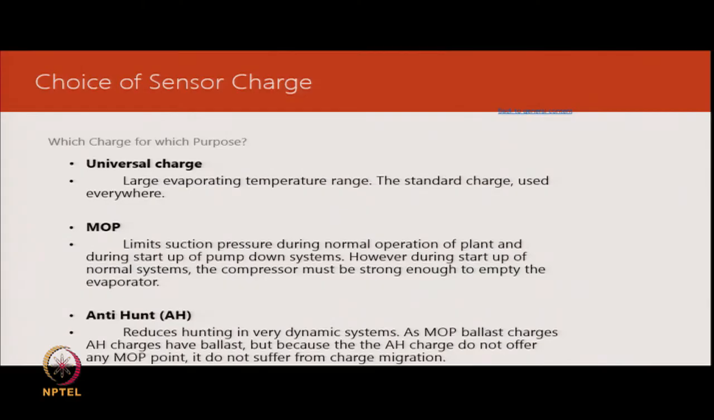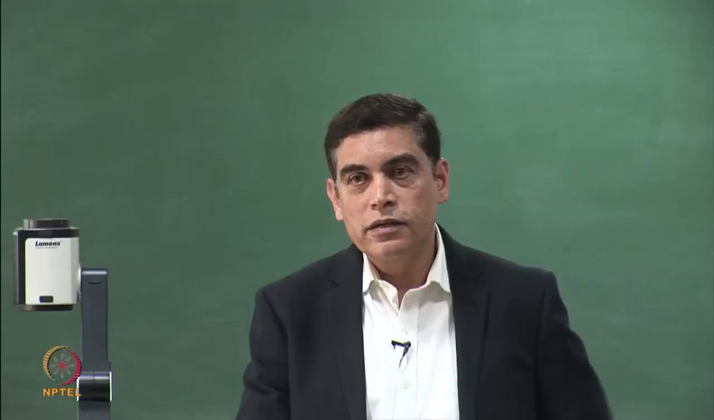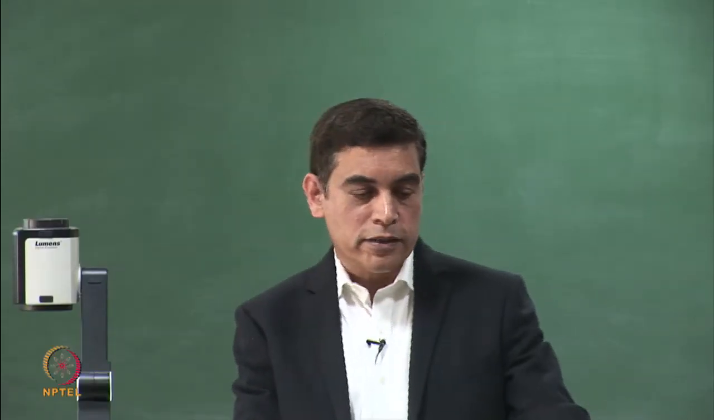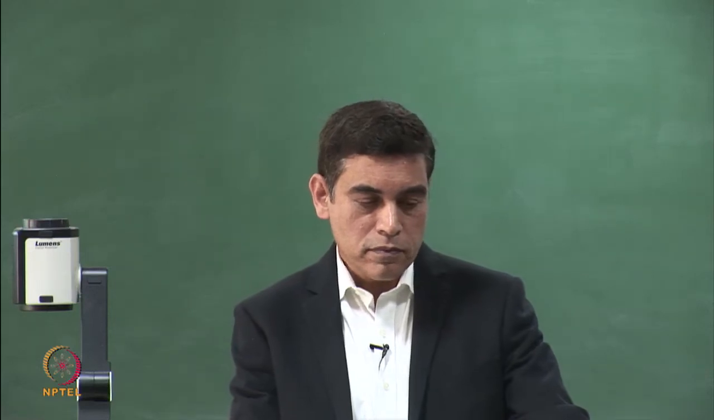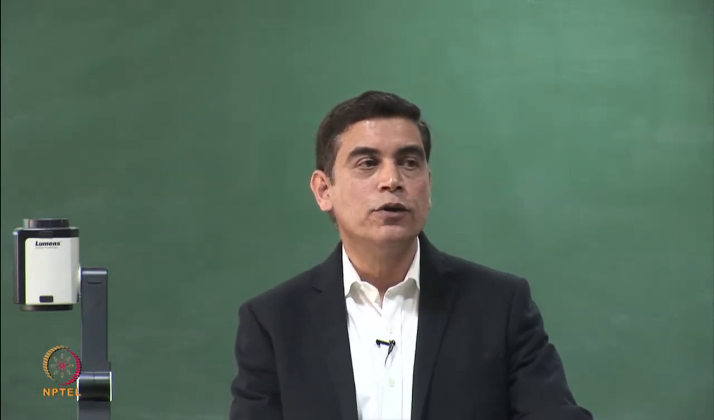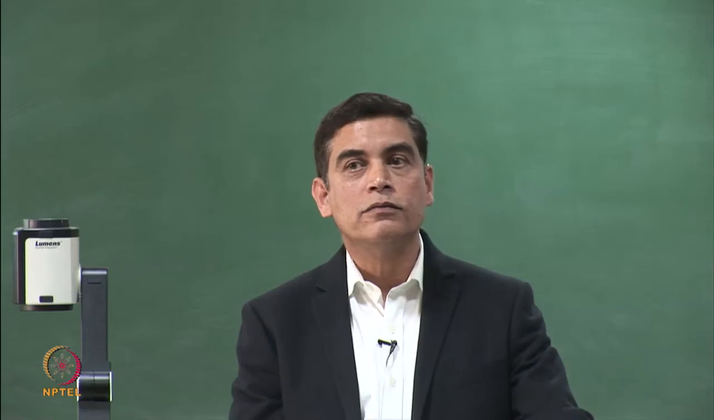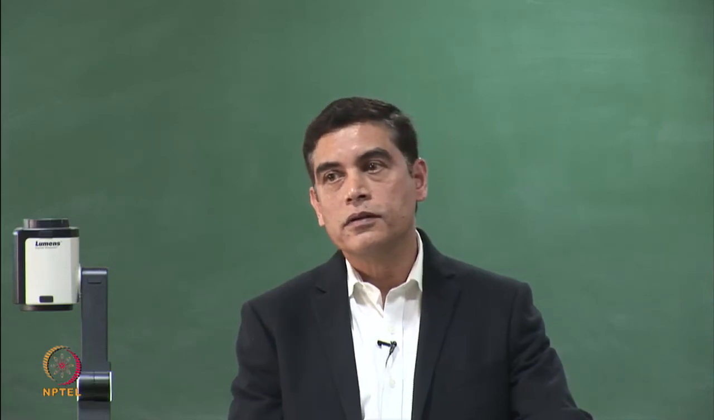And anti-hunt valves would have a charge which would address dynamic scenarios much better. So, it would compensate any kind of hunting characteristics of the system. It is basically a delayed response. So, you have tuned the response in a way that you do not allow hunting to happen.